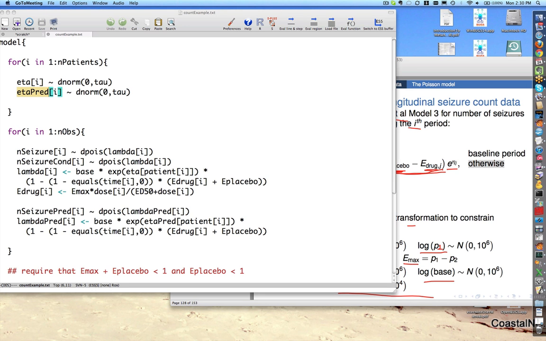Let's see, I got a question here. Can I explain one more time how equals works in the model script? Yeah, you think of equals as a WinBUGS function that takes two arguments. So you can think of it as equals x comma y. If x equals y, then it returns the value 0. I'm sorry, I said that backwards. If they're equal, it returns the value 1. And if they are unequal, it returns the value 0.